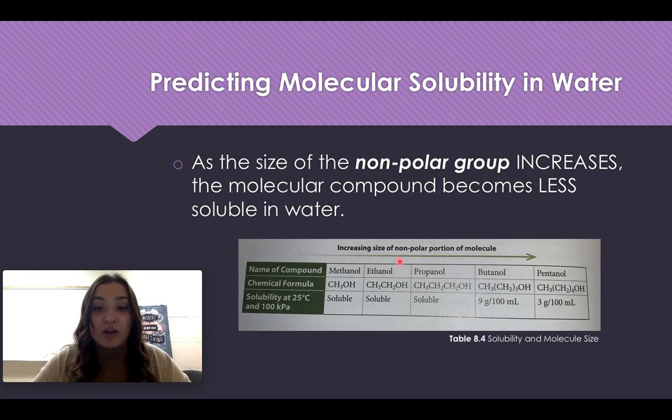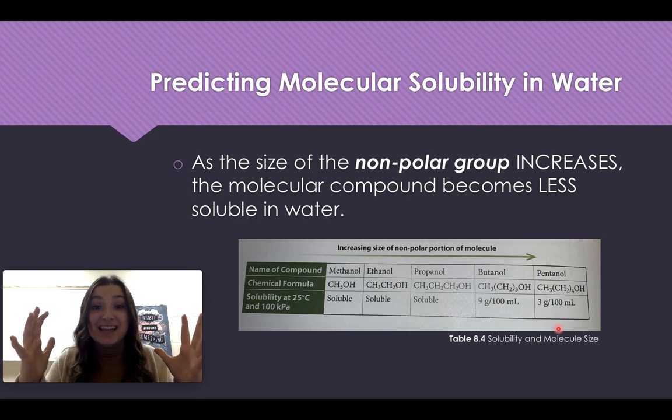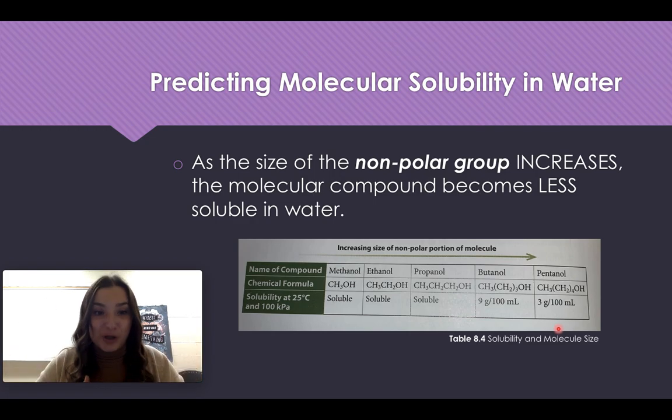If we move to ethanol, where we just add another CH group here, we can see the difference, still soluble. We move to propanol, which is another CH3 group, still soluble. But then we get to butanol, which has just one more CH3 group than propanol, and it's already less soluble. And then we move on to pentanol, another CH3 group, even less soluble than that. So as we can see, as the size of the nonpolar group increases, the molecular compound becomes less soluble in water.